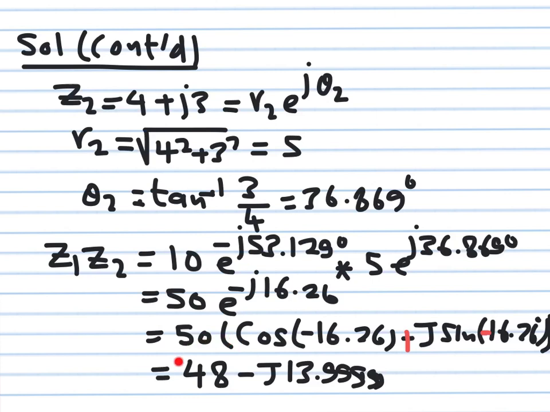The answer that we got using the rectangular form is 48 minus j14. Here, because I did not use a sufficient number of digits, I end up with minus j13.9999, but they are identical. If you use a sufficient number of digits, you should get exactly the same answer.